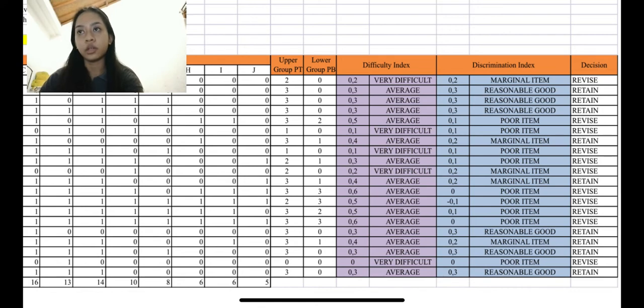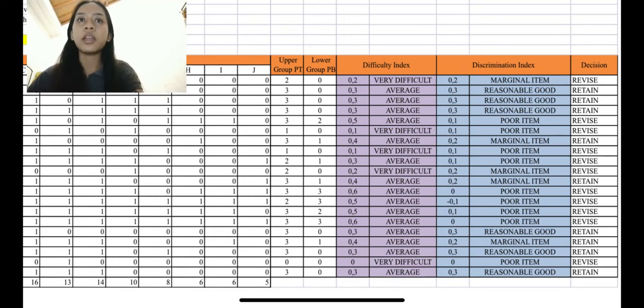It is very difficult. And the discrimination index is the opposite of the difficulty index. So it is the upper group minus the lower group, and then we divide it by 10. So the result is 0.2, which is a marginal item, and the decision we should do is to revise the item. And then move to task number 2.